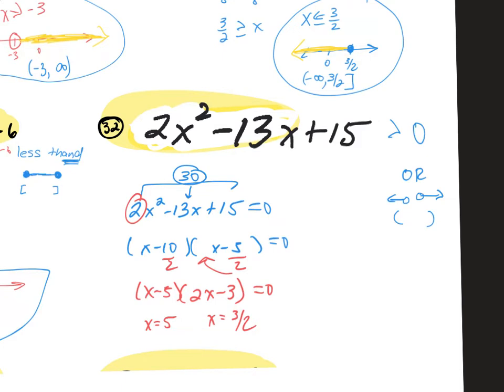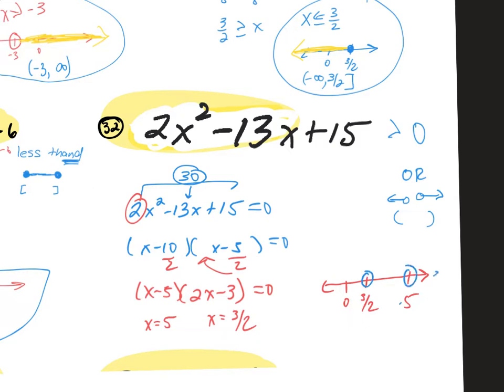You guys with me on that? If I move the 3 over, it becomes positive, and then I divide by 2. So now when I graph it, watch, Duque: 0, 3 over 2, and 5. We said we have open dots, so open here, open here.